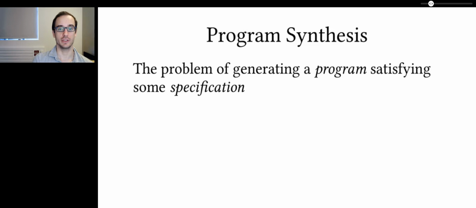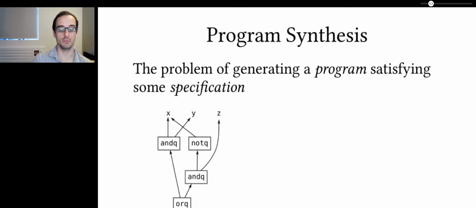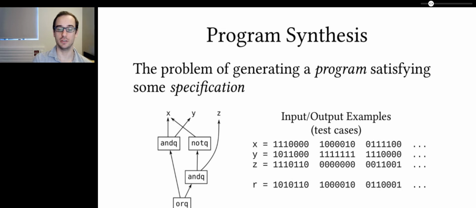Stochastic synthesis is an example of a technique for program synthesis, which is the problem of generating a program satisfying a specification. For us, a program is going to be an acyclic data flow graph where the operations are analogous to the x86 instructions. And a specification is going to be a fixed finite set of input-output examples called the test cases.